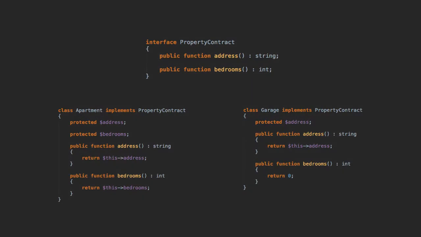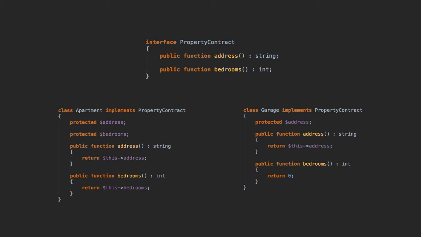What we have here is an interface called PropertyContract, which requires that all classes that implement this interface have two methods, address and bedrooms. The two classes that implement this interface are Apartment and Garage.